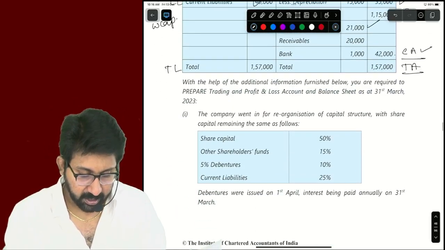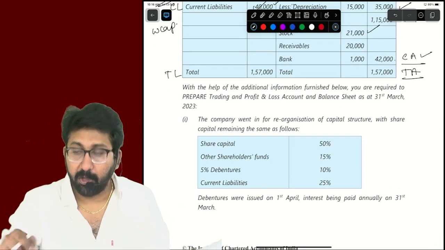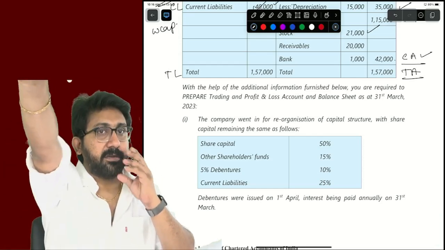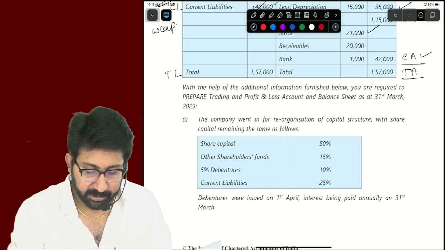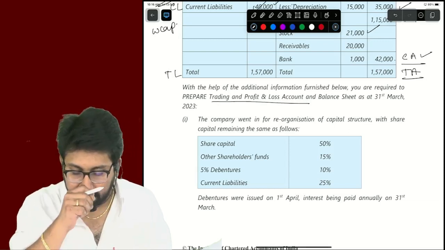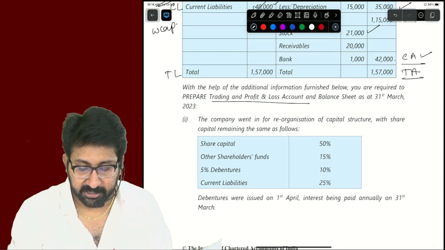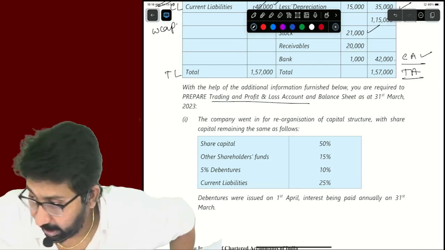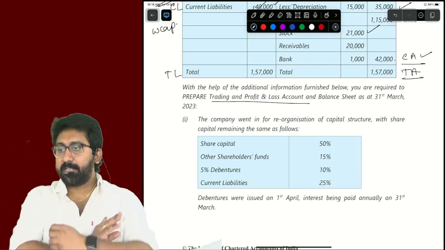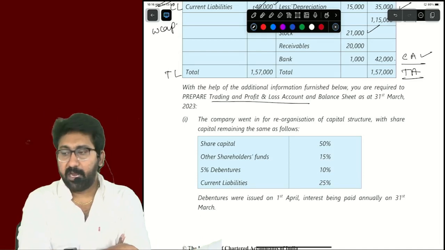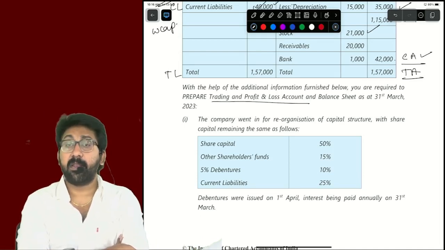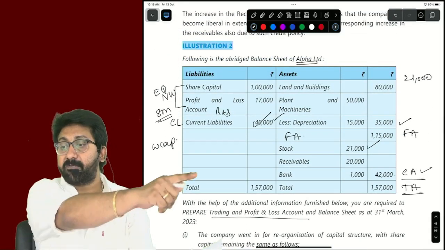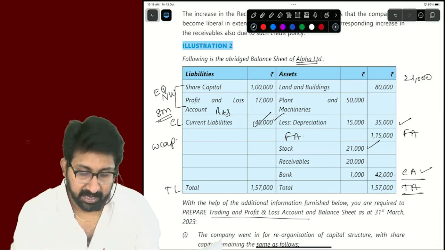Next. With the help of additional information furnished below. When I say additional information, that information is not considered in that balance sheet. You are required to prepare the trading P&L account and balance sheet. The company went in for reorganization of capital structure with share capital remaining the same: share capital 50, other shareholders' fund 15, 5% debentures, 25% current liabilities. Debentures were issued on 1st April. When I issue on 1st April, it will not be reflected on the balance sheet of this date. This balance sheet is prepared on which date?